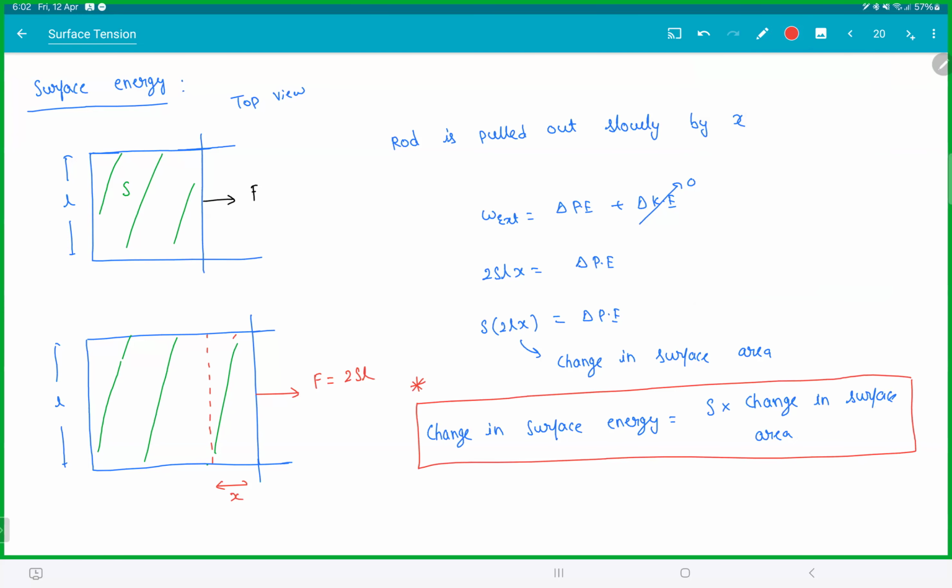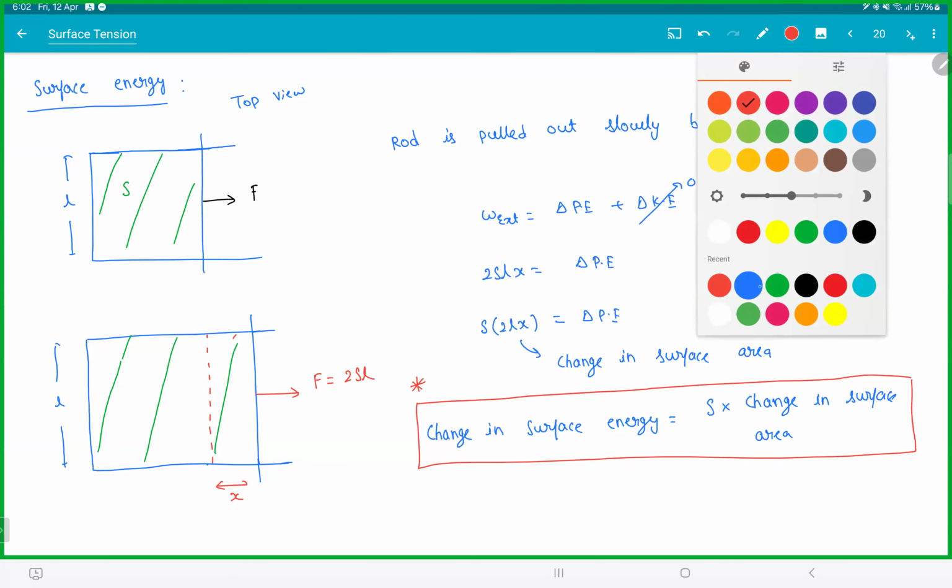Now let's see why you're getting more energy. Remember in the beginning of the thing we discussed, the molecules on the surface have a net downward force. So they're kind of actually in an unstable situation there. They possess more energy than the molecules inside the liquid. So when you're trying to increase the surface area, you're bringing more and more molecules onto the surface. So you're making the system more energetic. Clear?